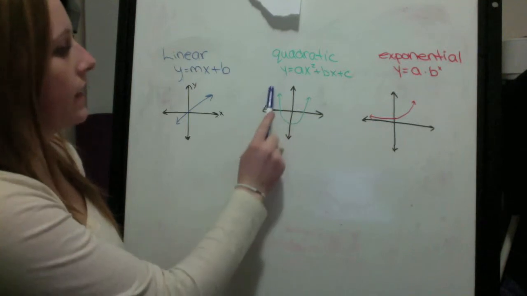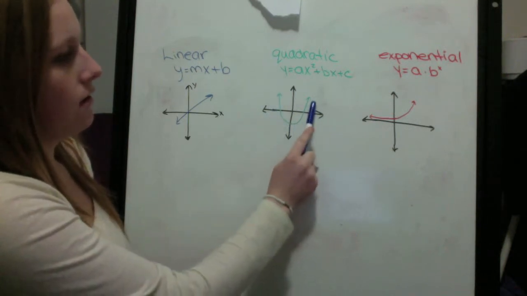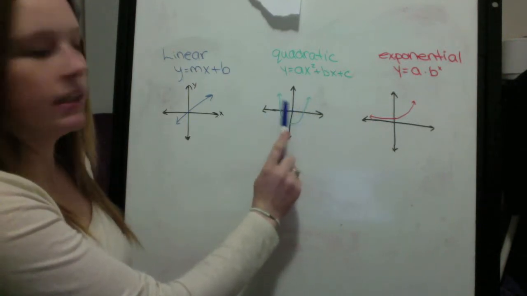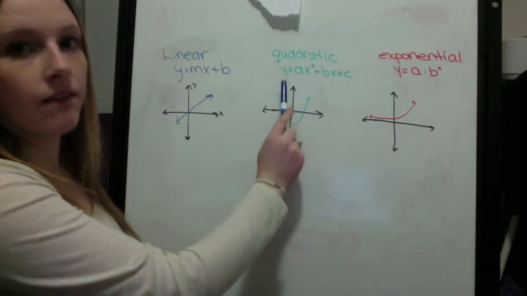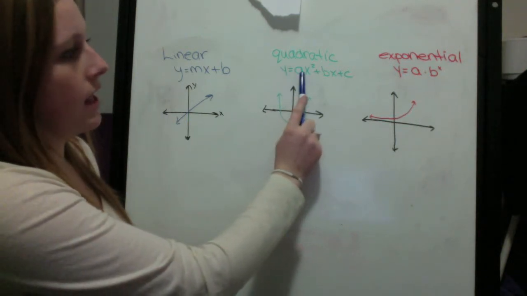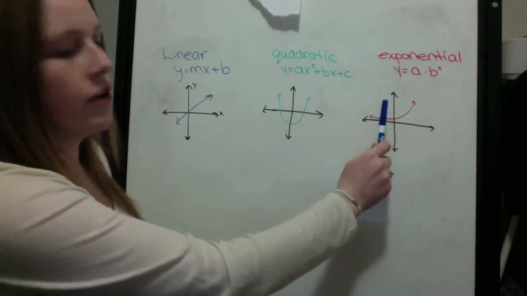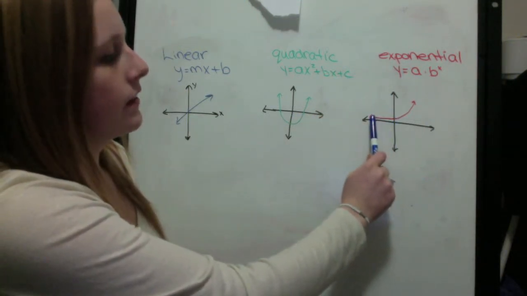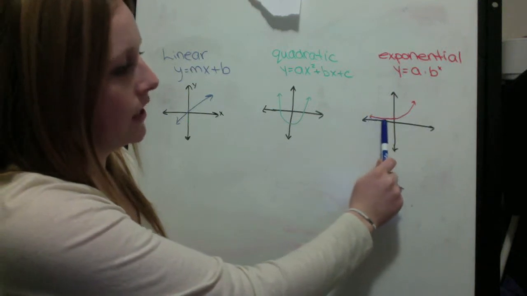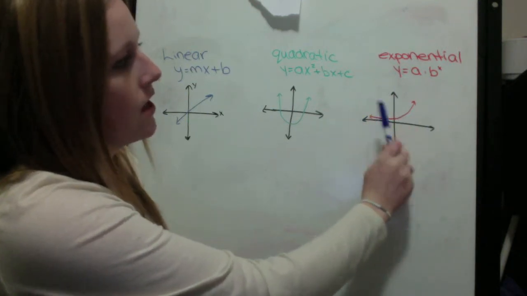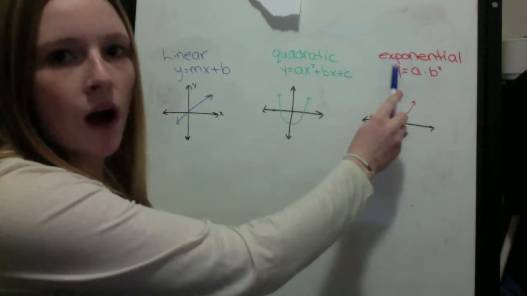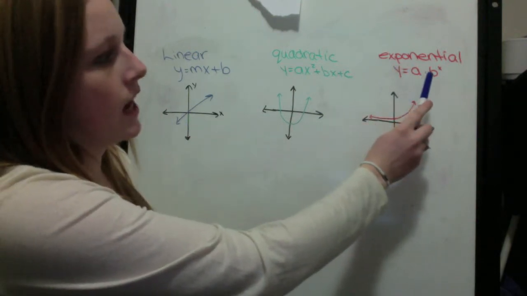A quadratic is where there is a parabola, where two lines never touch. The function rule for that is y equals ax squared plus bx plus c. Our third graph is where the coordinates never quite touch x but run very close. The function rule for that is y equals a times b to the x.